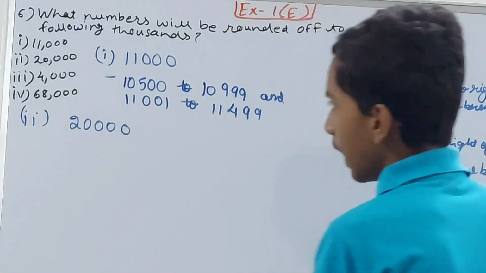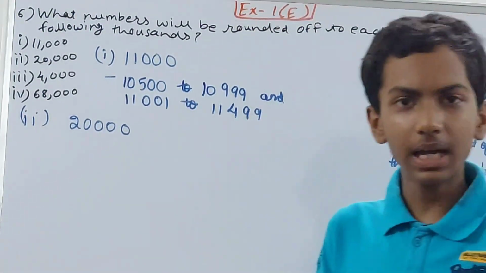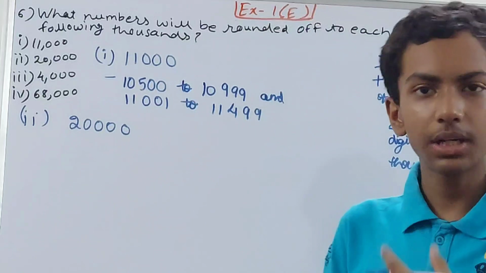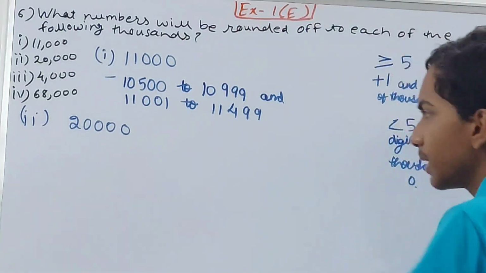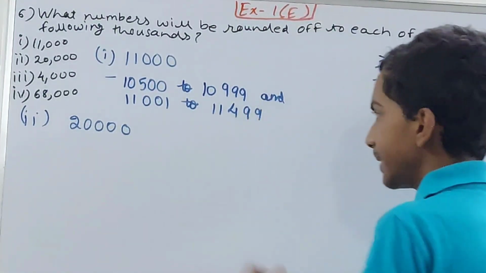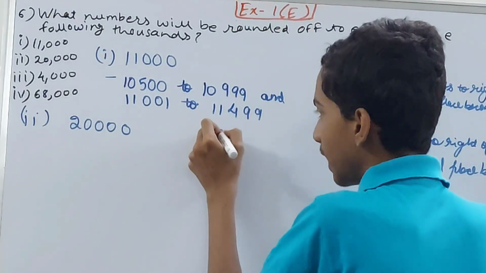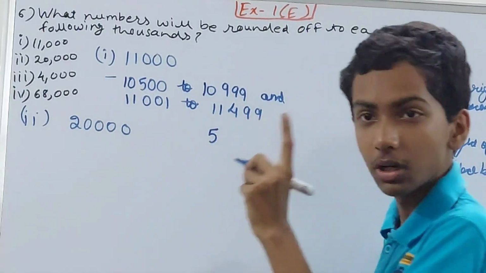So 20,000, again two types of numbers can be rounded off: less than 20,000 and greater than 20,000. Let's begin with less than 20,000. So for less than 20,000, my digit at the hundreds place should be 5.